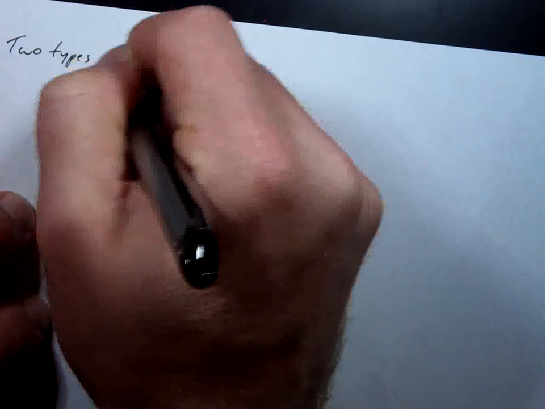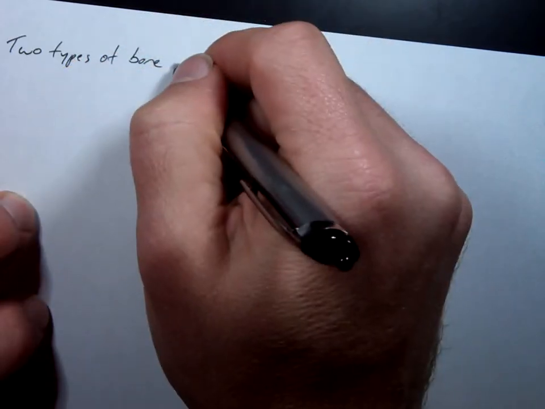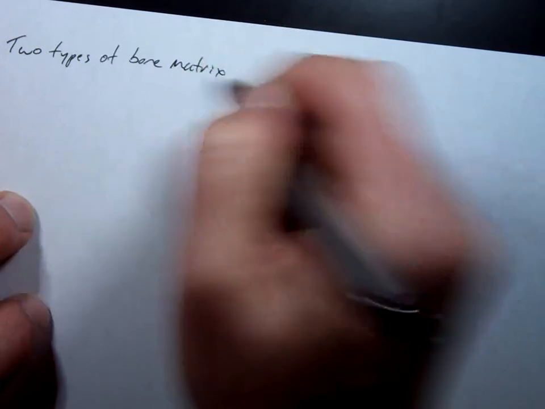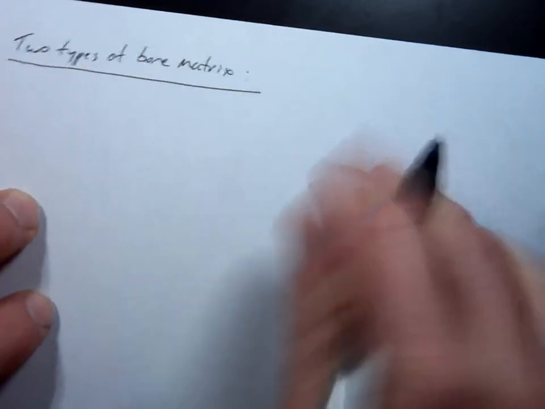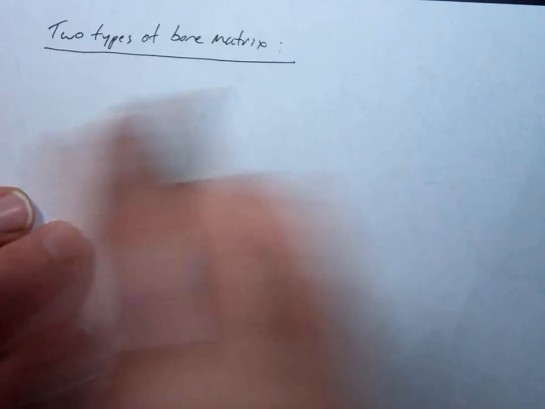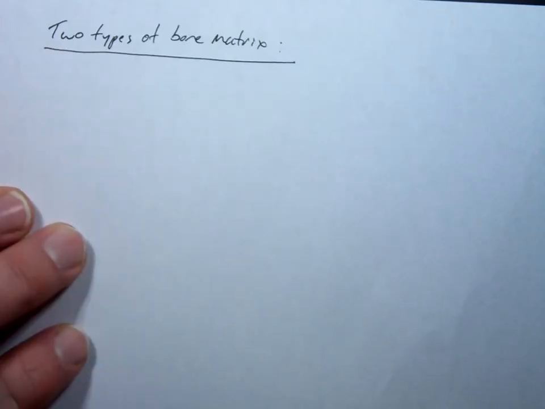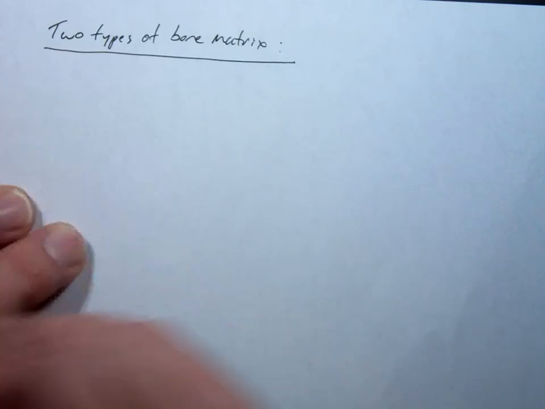Okay, couple things and we'll call it a day here. Two types of bone material, I'll say bone matrix. If I told you one, you could probably tell me the other. Compact and spongy. Okay, so we'll start with spongy bone.